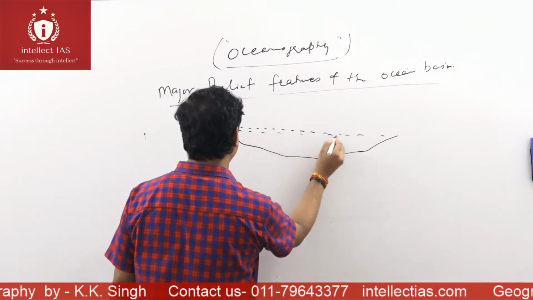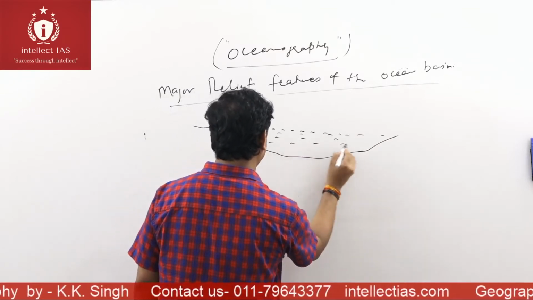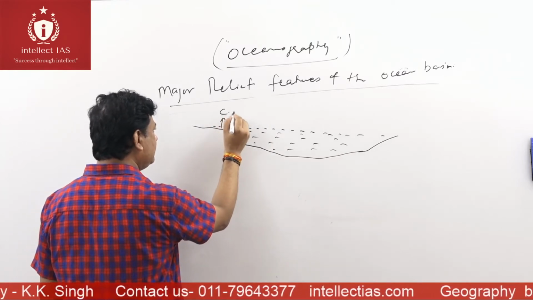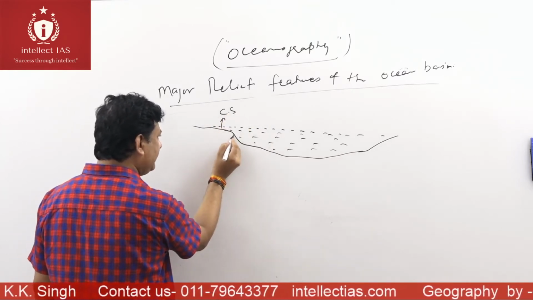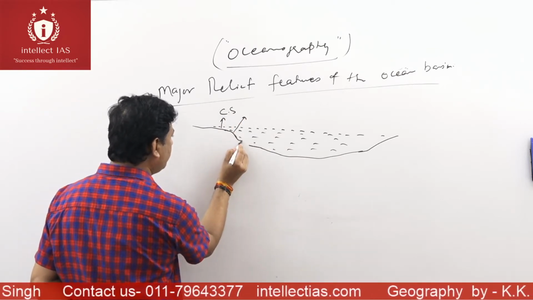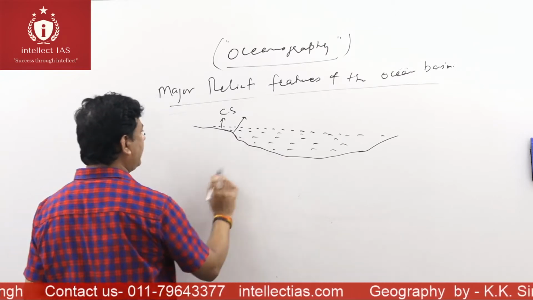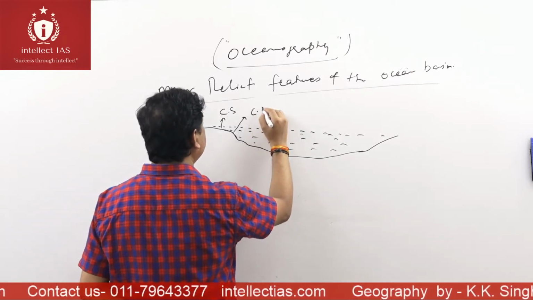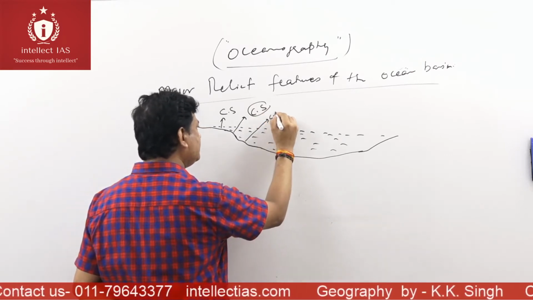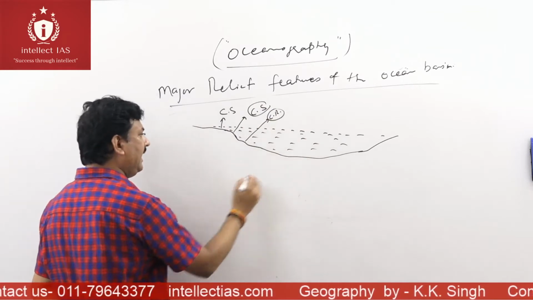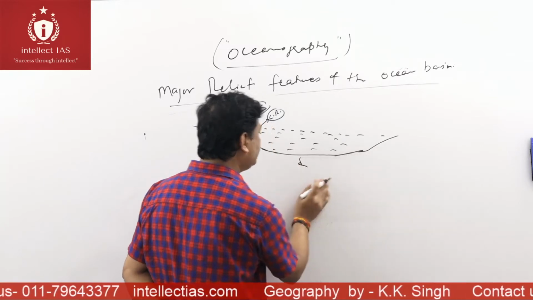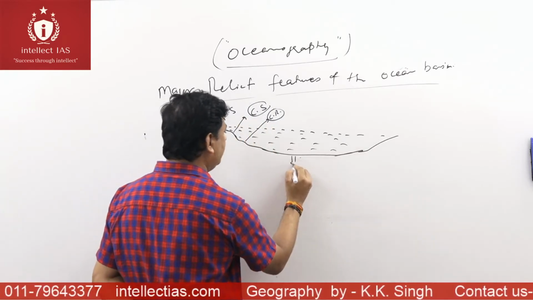This is the ocean. This part is called the continental shelf. This part is called the continental slope. This part is called the continental rise. And this part is called the oceanic plain or abyssal plain.